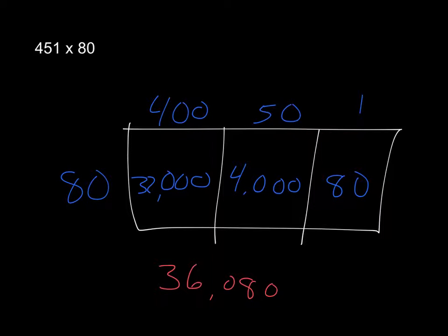Now you could do this a little bit differently where you have two rows. You have one row for your tens and one row for your ones. But in this case, since we have 0 ones, it would be taking up additional space and we can take that shortcut.